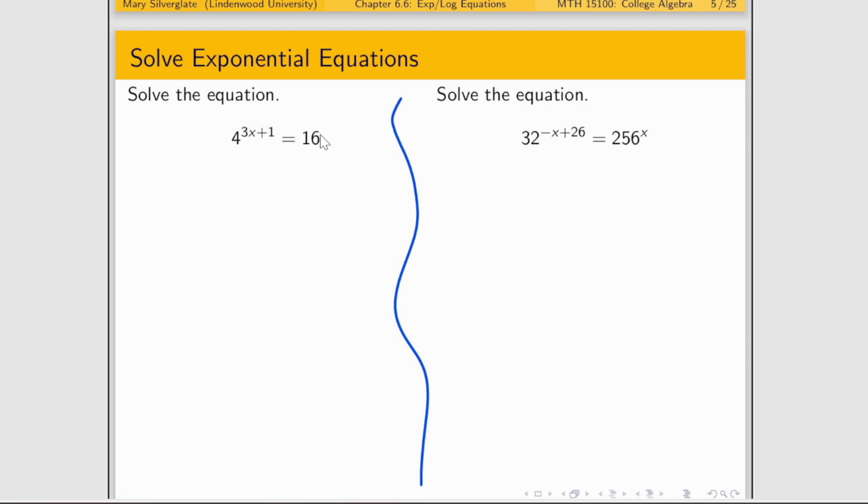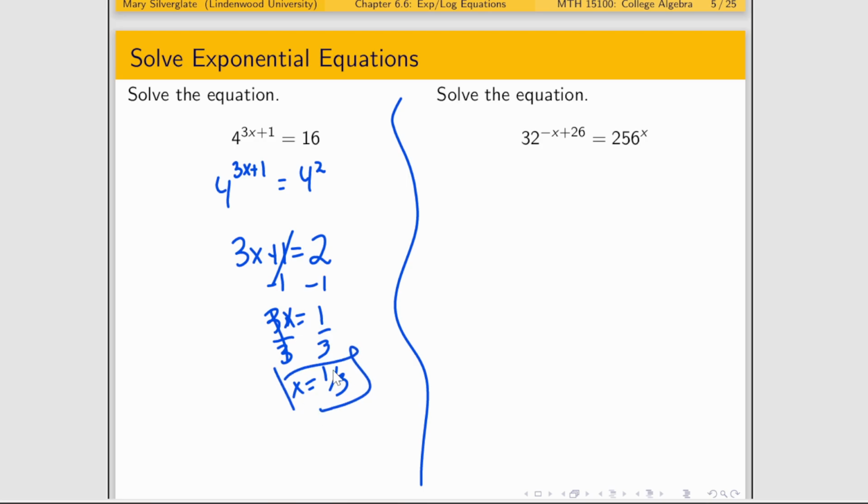In particular, 16, I hopefully recognize is the same thing as 4 squared. So I can go ahead and set up that this is really 4 to the 3x plus 1 is equal to 4 squared. And now I'm good to go ahead and make my equation, because now that they have the same base, that means 3x plus 1 better be equal to 2. I want to continue to solve for x, so I'm going to undo any addition or subtraction first by subtracting 1 on both sides. 1 minus 1 makes 0. 3x is equal to 1. And then as a last step, I'm going to undo multiplying by 3 by dividing by 3 on both sides. So x is equal to 1/3.